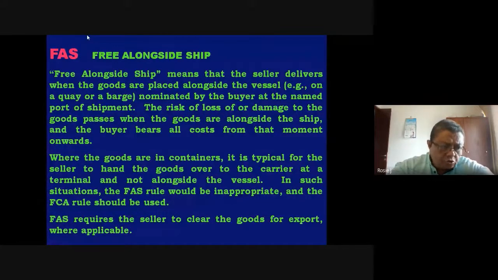So he must ensure that when it comes alongside the ship, it is on a day when the ship has docked into the harbor. You can't be 3 days early when the ship is coming the day after tomorrow. You can't put it in the port before that. It must come alongside the ship when the ship is there, right? Then the unloading and loading will be done by the importer. So bringing it alongside, that is called FAS.